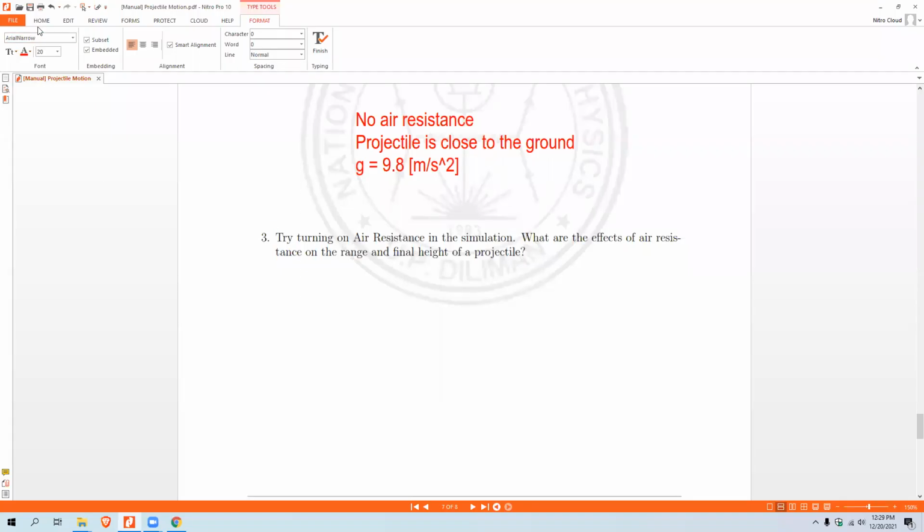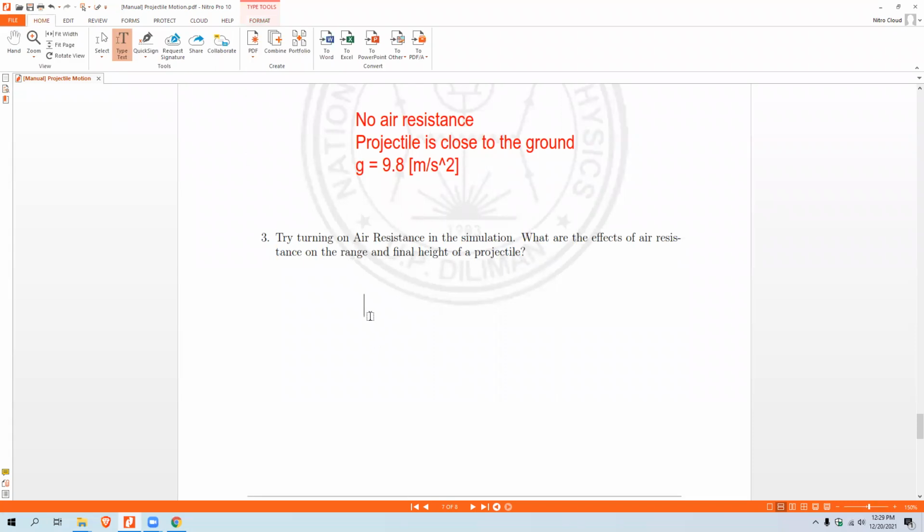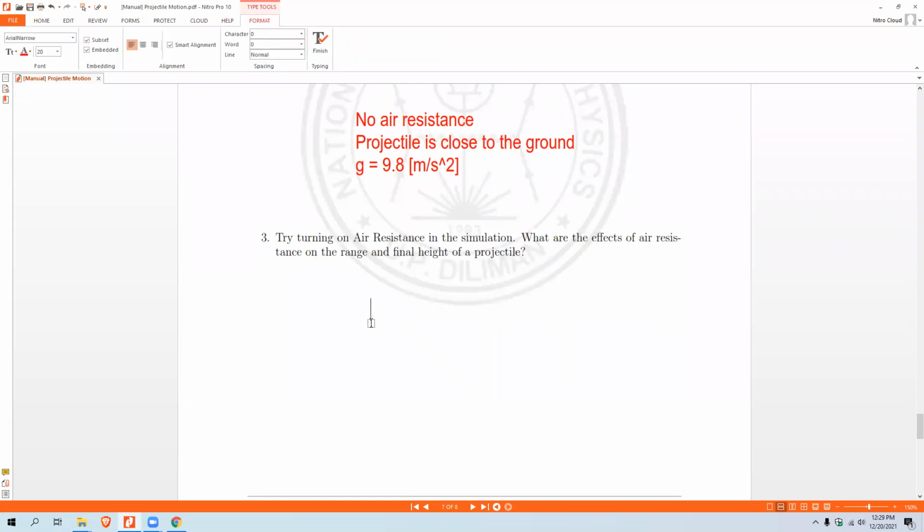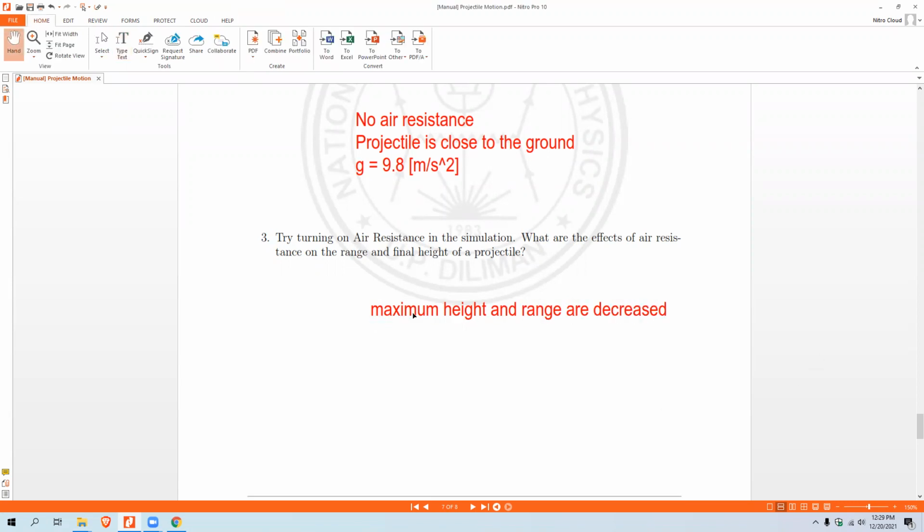So if I were to write my answer here, that is maximum height and range are decreased. So this is just the answer I'm looking for. Ito lang, okay na. So this concludes the post lab for experiment 4.